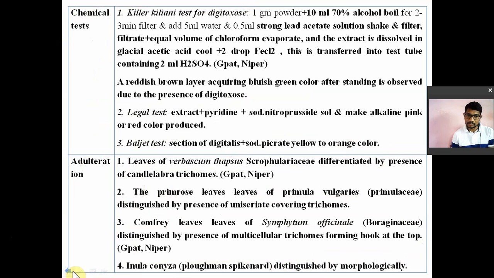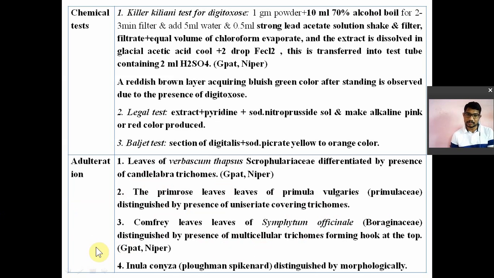Again I will repeat the adulterants for this Digitalis. First one is Verbascum thapsus. It is used as an adulterant for Digitalis. You can easily identify it by microscopy by the presence of candelabra type of trichome. Then again it is substituted with Primula vulgaris, primrose leaves. Again it can be identified by the presence of unicellular covering trichome.